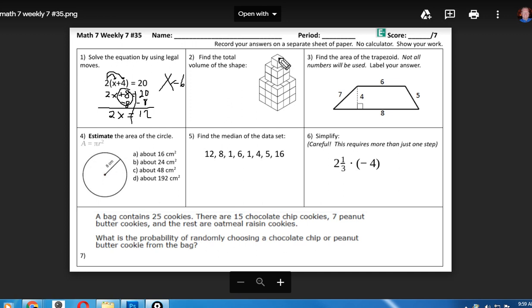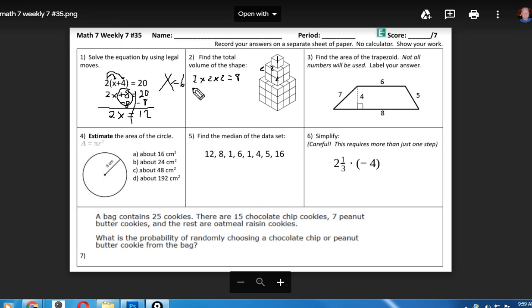Okay, we need to find the total volume. We know this is a 1 by 1 cube up here. This piece is a 1, because 1 times 1 times 1 is 1. This is 2, 2, and 2, so we have to do 2 times 2 times 2, and that would be 8. So there are actually 8 boxes here.